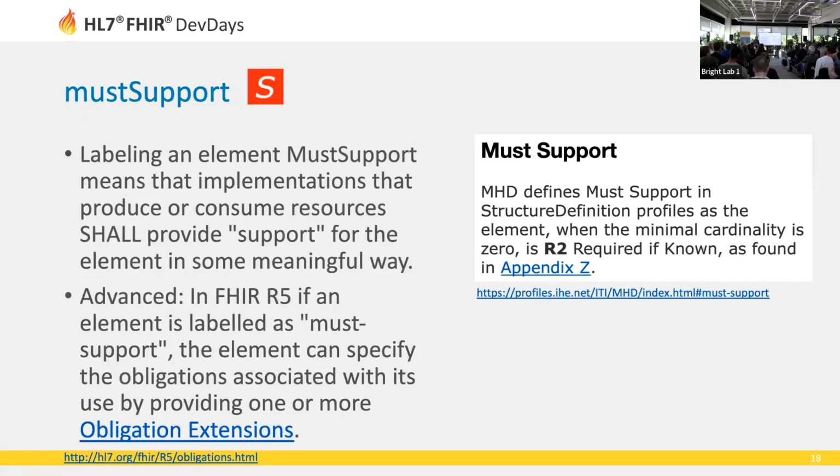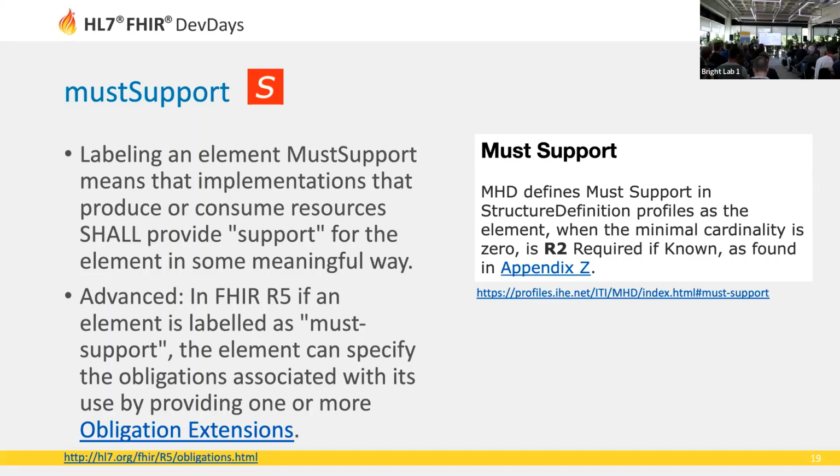And what you see also, and this is quite important if you start developing an implementation guide, is must support. Must support is an element that gives you specific guidance on what you should do as an implementer, and it can be different for the client side or the server side. IHE, for example, defined that must support is kind of a required if known. This is called the concept R2, but you have to look it up. What is this in your implementation guide? And there will be some further evolution in FHIR Release 5.